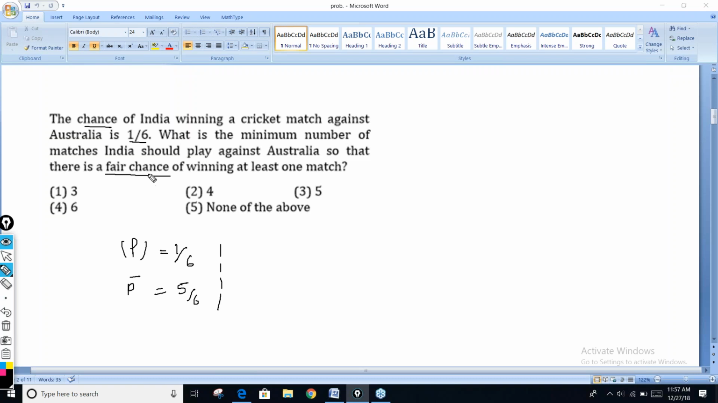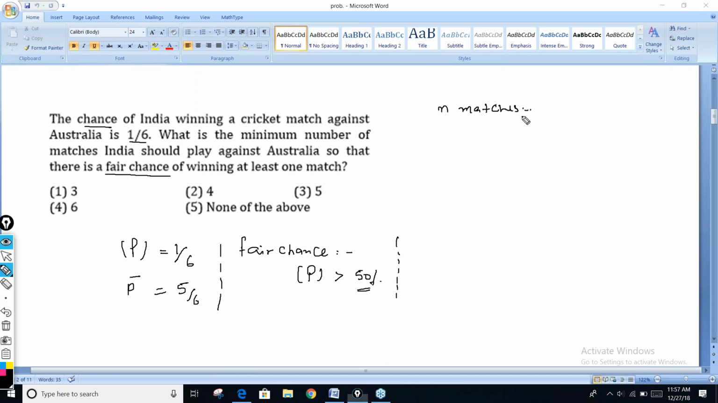Now again, a fair chance of winning at least one match. Here the meaning of fair chance is that the probability is more than 50%. If the probability is more than 50%, it is called a fair chance, right? So now the question becomes: the probability of winning at least one match should be more than 50%. That is the question. So let's say India played n matches.